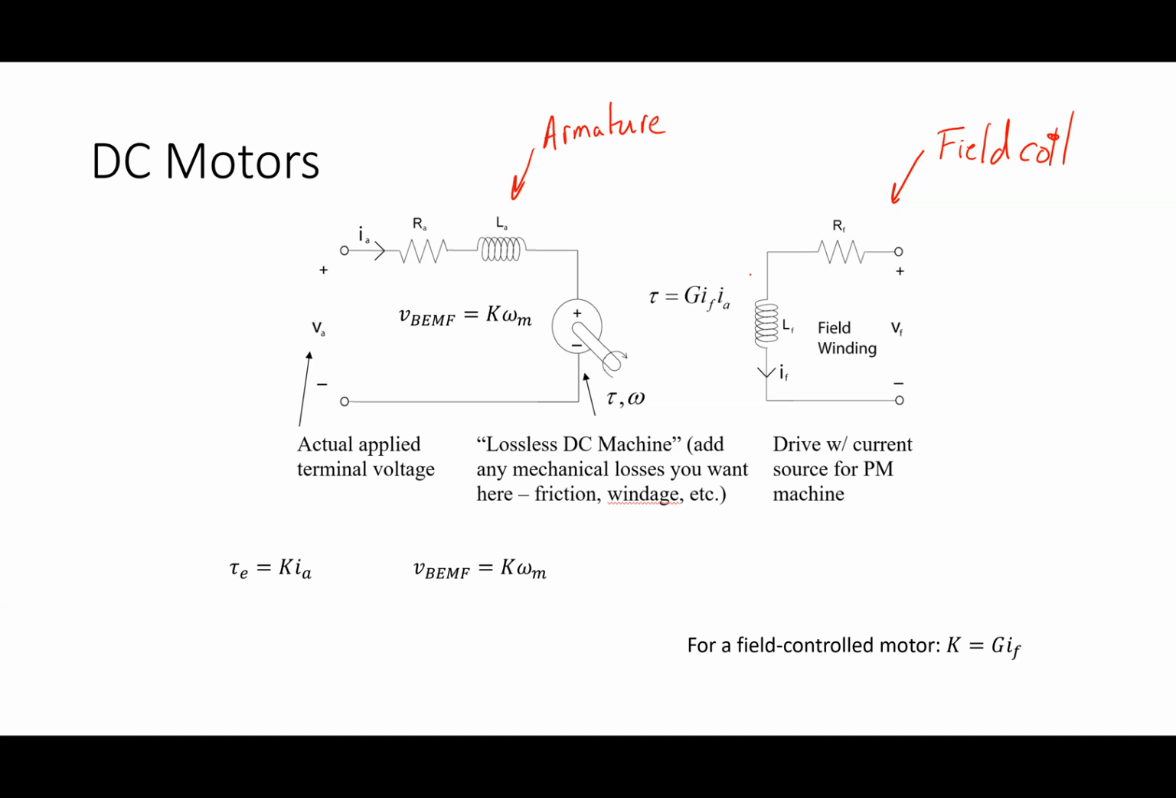And we said we needed more current to make more torque. So this is our basic circuit model, and these are the two key relationships. The torque produced by the machine, what I always write as T sub E, the electrical torque, is this constant K times the current. And then what I call the back EMF voltage, that's basically this voltage source inside the machine. That's what BEMF means. That voltage is K times the speed.